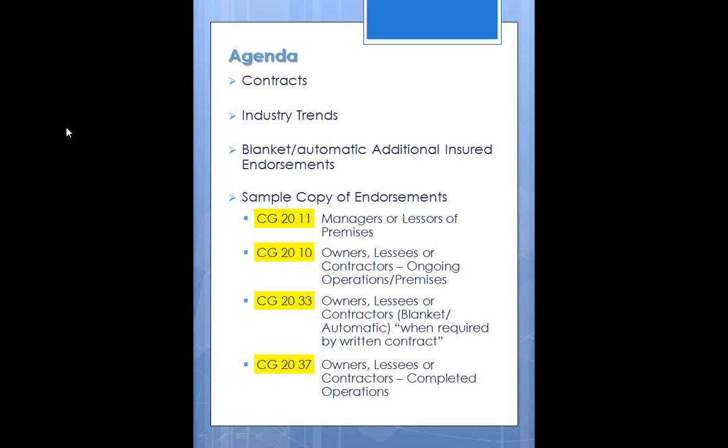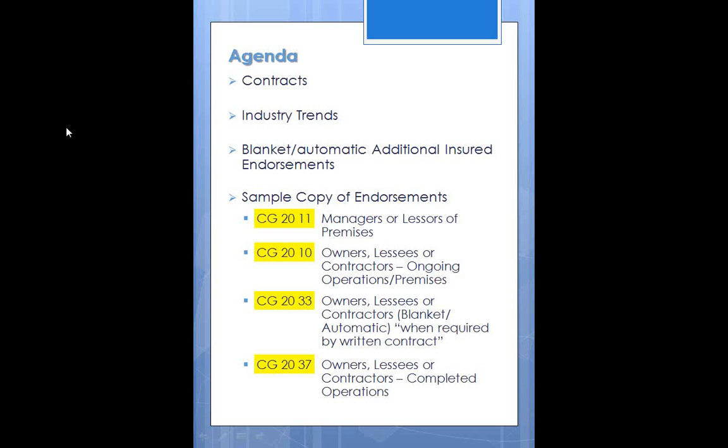The next one, the CG 2010, is, as it says here, the ongoing operations or the premises endorsement for additional insured. So if the building owner has a tenant that invites in a subcontractor, then for the time they're on the property, the CG 2010 would be the endorsement that would extend additional insured status to the owner and the property manager for the actions or activities of that subcontractor while they're on the premises. So while their operations are ongoing.